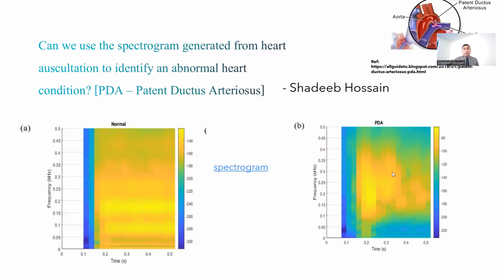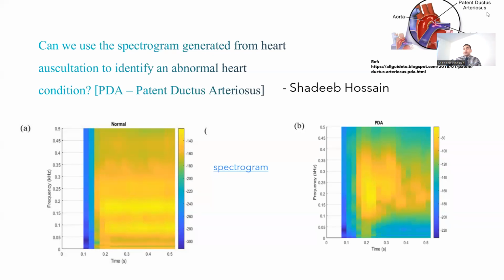Hello everyone, my name is Shadib Hussain and the project that I'm working on is: can we use a spectrogram that is generated from a heart auscultation to identify any kind of abnormal heart conditions? We would particularly focus on a condition called PDA, which is patent ductus arteriosus.